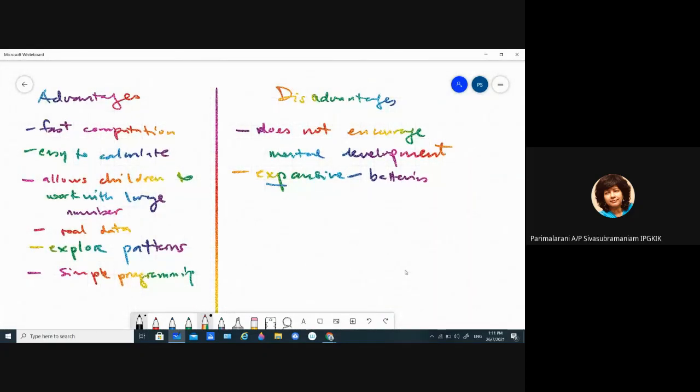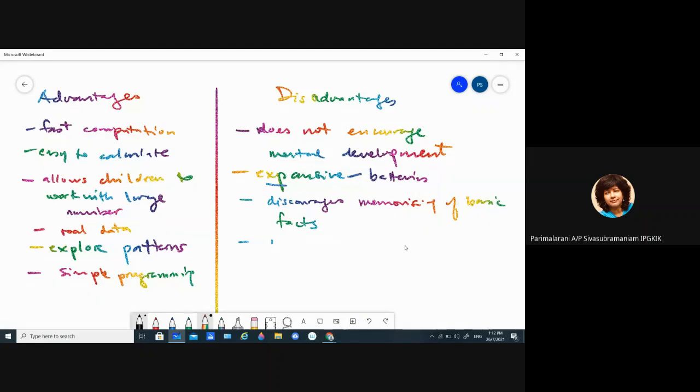But using calculators has also some disadvantages. Like it does not encourage mental development, correct? It's very expensive, and it also discourages children from memorizing basic facts. Because like 8 times 7, straight away they press the calculator to find what is 8 times 7. They don't want to waste their time trying to memorize it. So that is really bad.